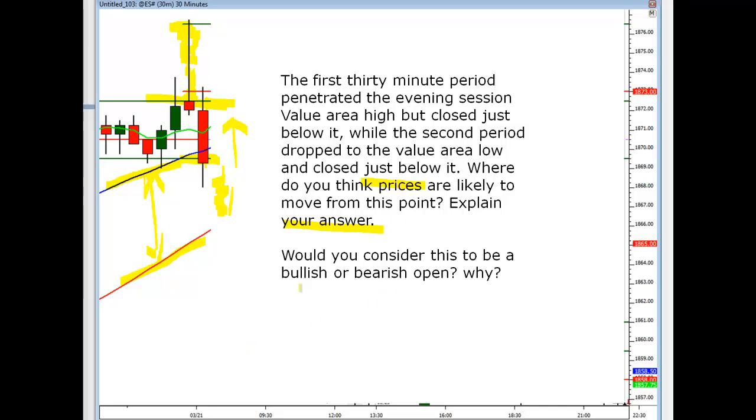Would you consider this to be a bullish or bearish open? Well, it definitely is a bearish open, but just because we have a bearish open does not mean we're going to have a bearish day, because of the momentum as I described and because of the overall parameters that are going on in the market when that occurs.